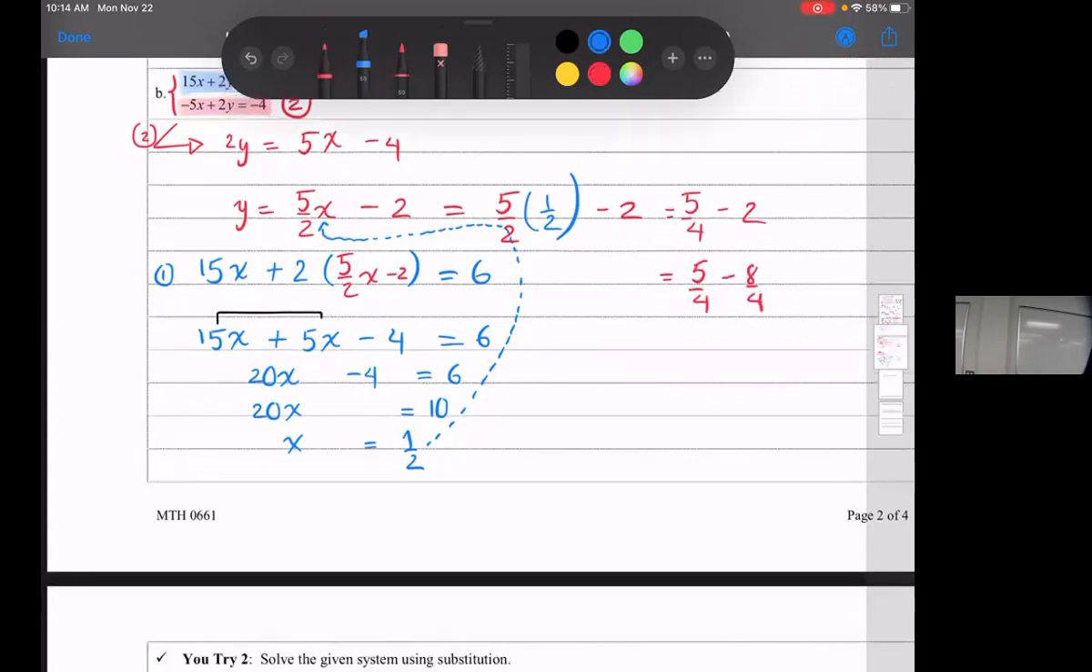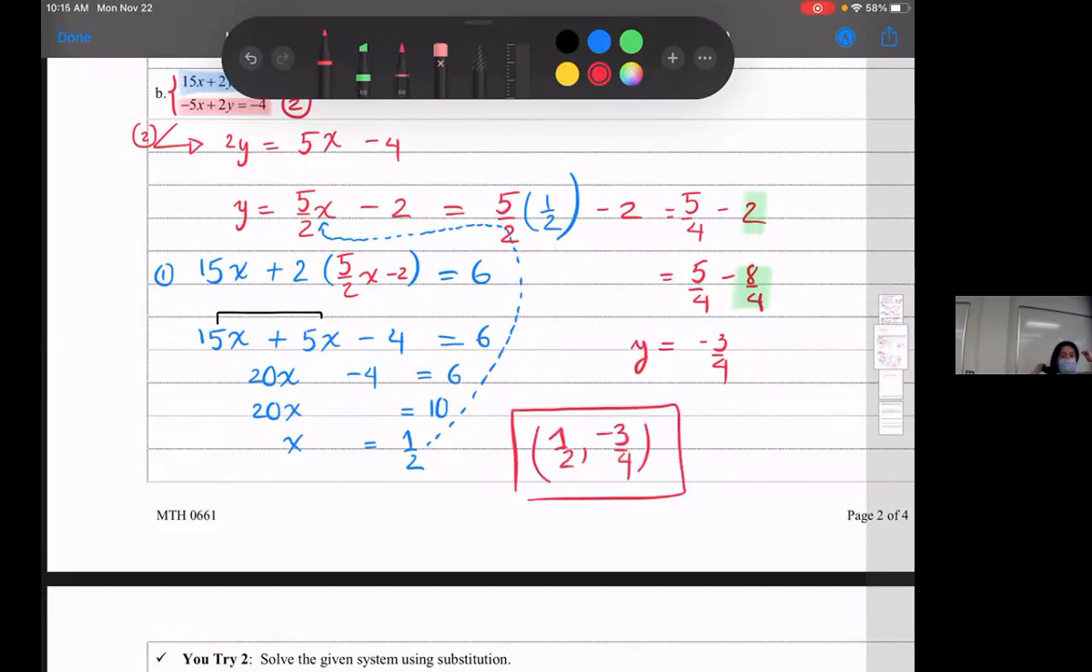Let me highlight what I did, right there. So 5 minus 8 is negative 3 over 4. And that's your y. So the final answer is 1/2, comma, negative 3/4. On the exam, you don't have to show me how you come up with the 8 over 4 and whatnot. You can just use your calculator.